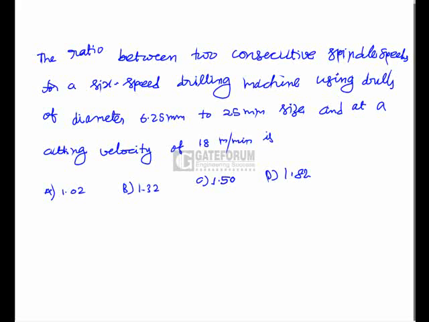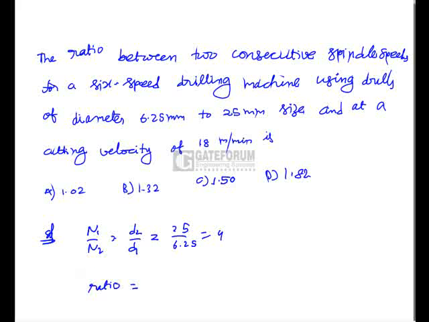The ratio between two consecutive spindle speeds for a 6-speed drilling machine using drills of diameter 6.25 mm to 25 mm size and at a cutting velocity of 18 meters per minute. Here the speed ratio is given by N1 by N2, which is equal to D2 by D1. So it is 25 by 6.25, which is equal to 4. Now we will have to find the ratio between two consecutive spindle speeds for a 6-speed drilling machine. The ratio is given by 4 to the power of 1 by (6 minus 1), which gives a value of 1.319 or nearly 1.32. So in the options, the right option is B.